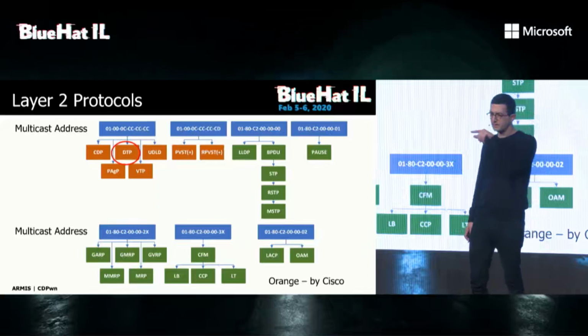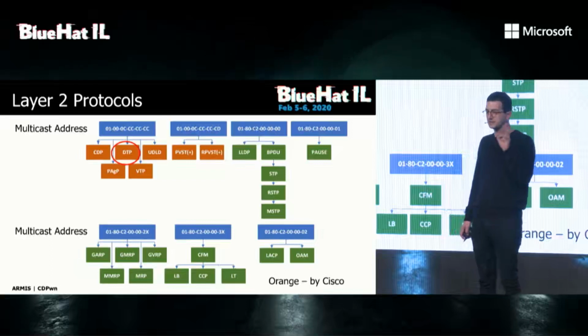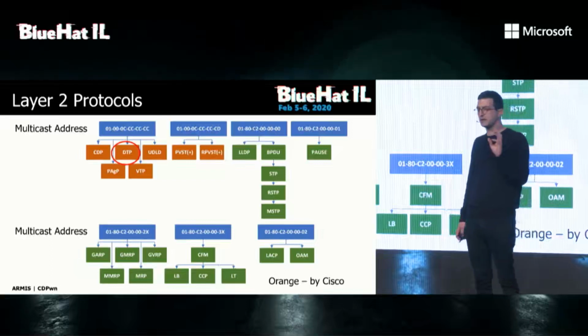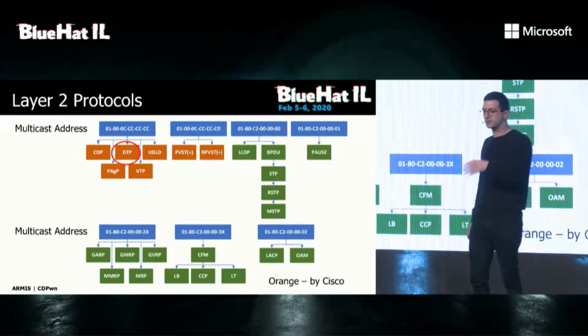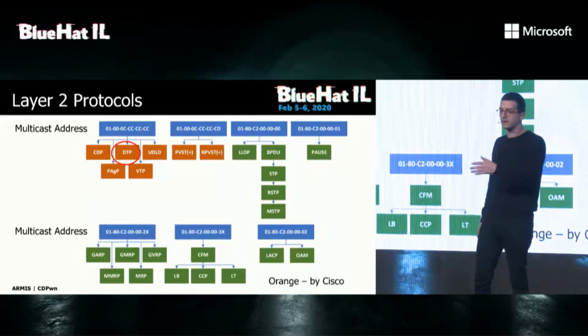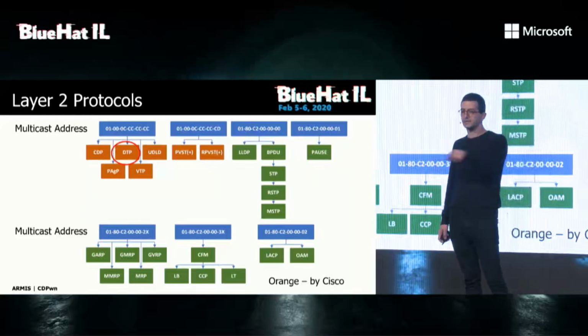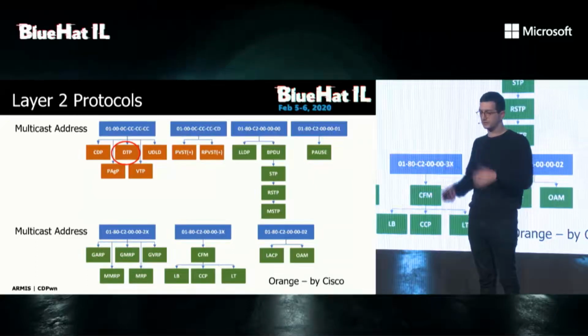What you see in the blue is the multicast addresses, the MAC addresses, and the Ethernet destination header to which these protocols are sent, and the switch will listen in on any packets that are destined to these MAC addresses, and then parse the protocols accordingly.